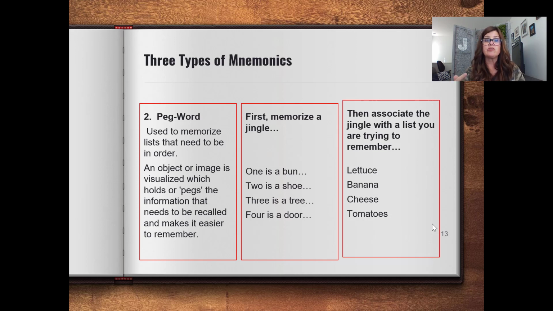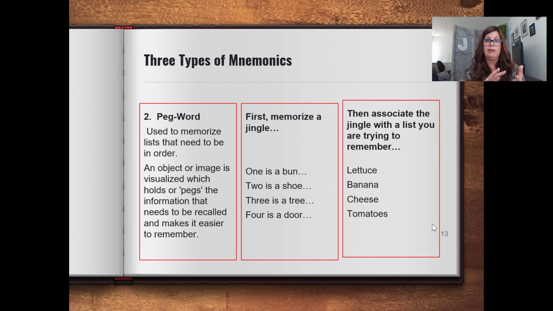So the first thing you have to memorize is the little jingle that goes along with the peg word system. And that is 1 is a bun, 2 is a shoe, 3 is a tree, 4 is a door. Do you hear how they rhyme? 1 and bun, 2 and shoe. So now I want you to visualize the first thing on your list, and it's going to be a bun.